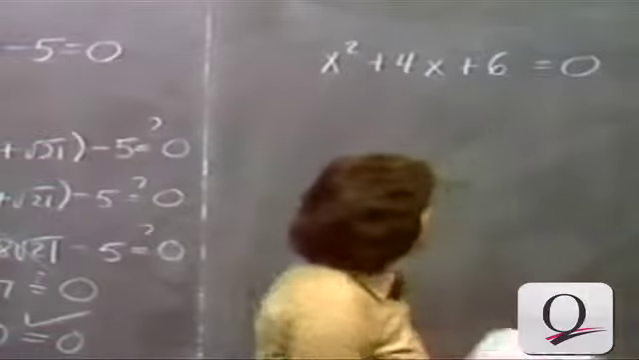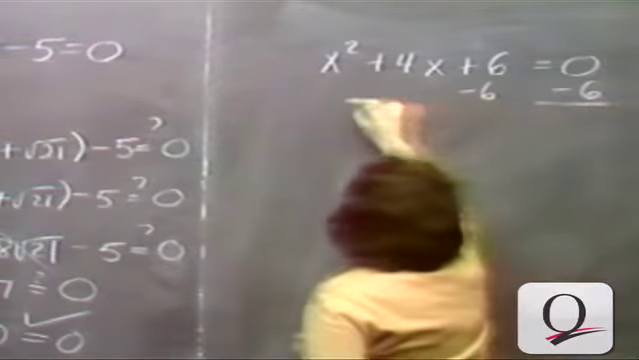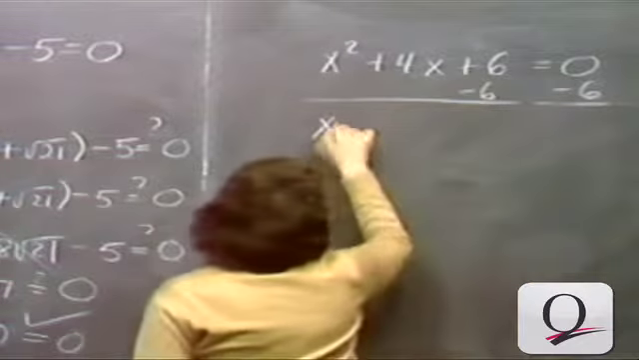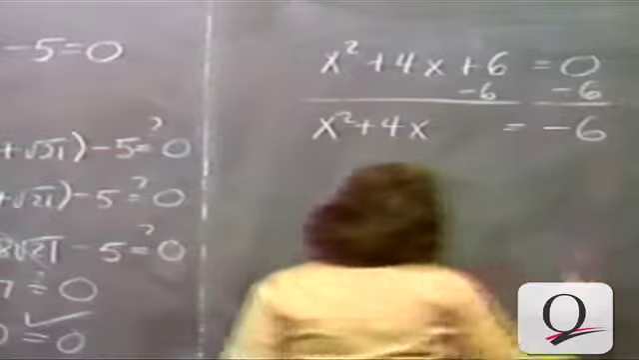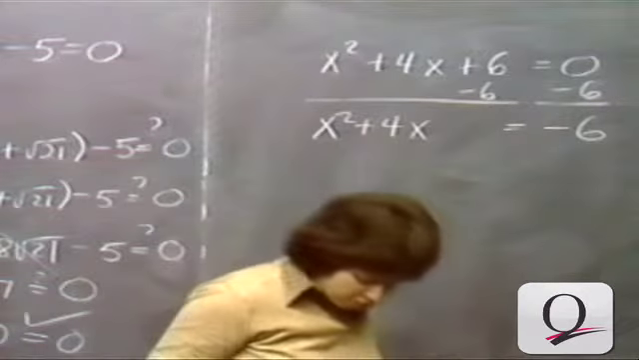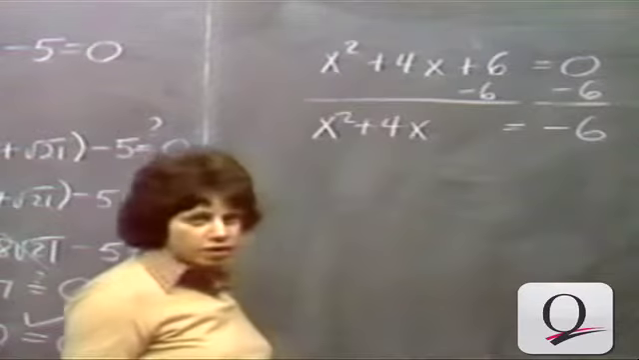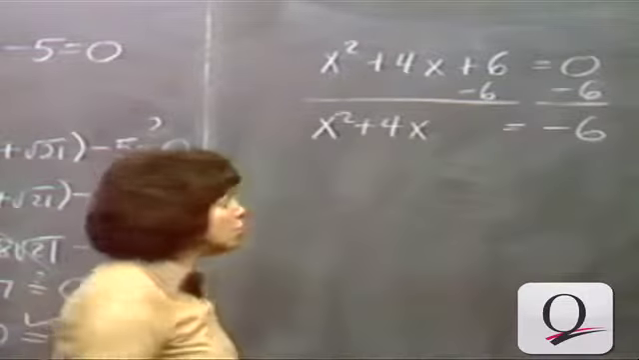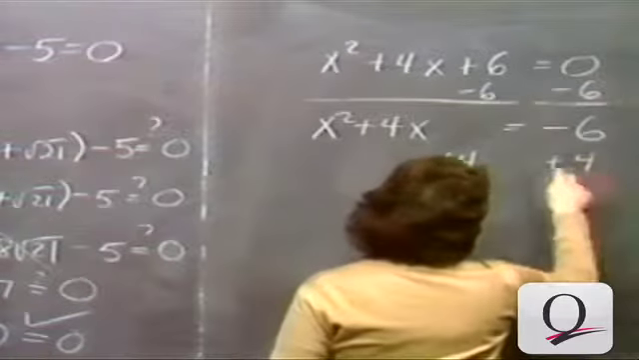Okay, so it's not a perfect square, and since it's not, we're going to move the constant over to the other side. We'll have x squared plus 4x equals minus 6. Now we're going to add a quantity to both sides. That quantity is half of this number squared. Half of 4, that's 2. Squared, it's 4. Add 4 to both sides.